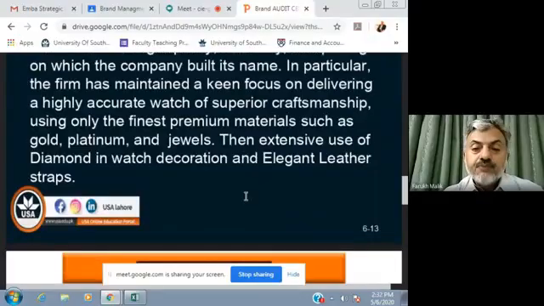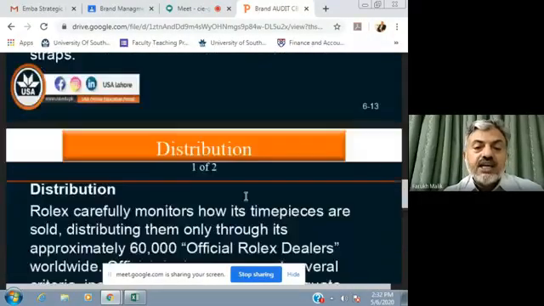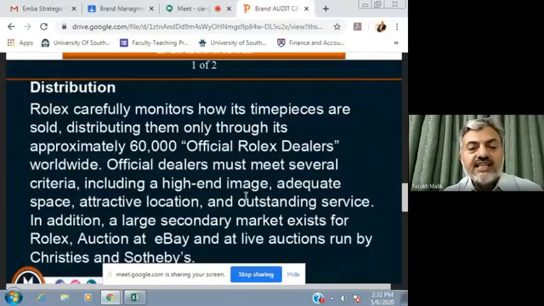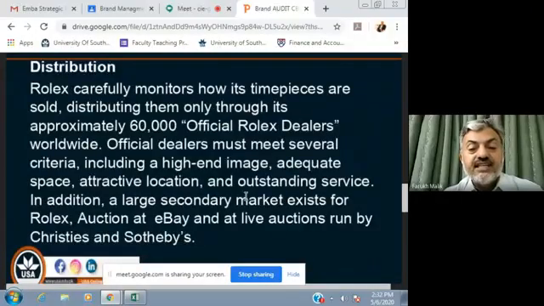And the types of materials that they use, like they use gold, platinum, and jewels in developing their watches. Then they decorate them with diamonds and elegant leather straps. Distribution system, how they want to project their image. If they have official Rolex dealers and only those dealers are pre-approved and they can sell Rolex watches. That means this company is very conscious about its image.